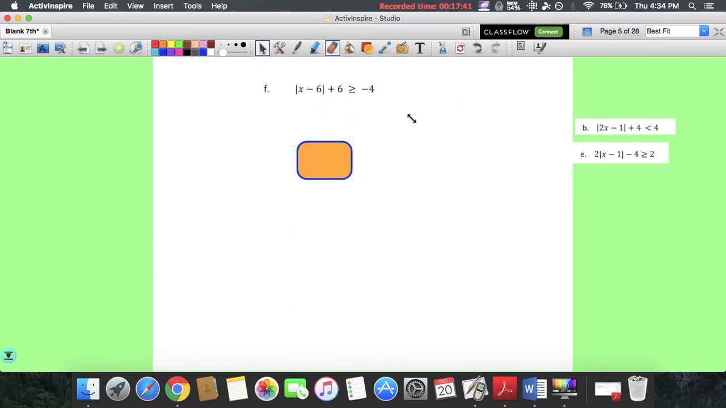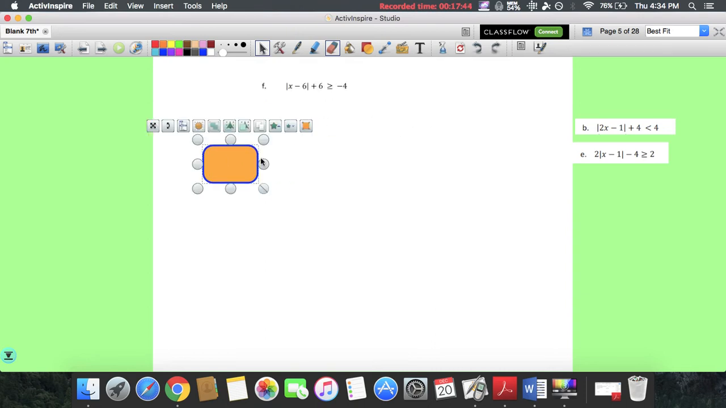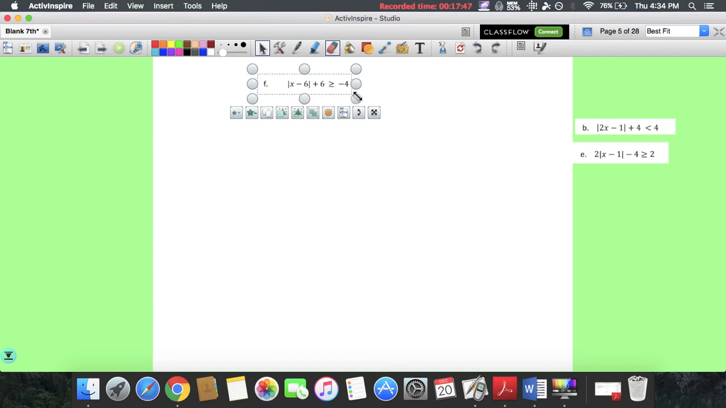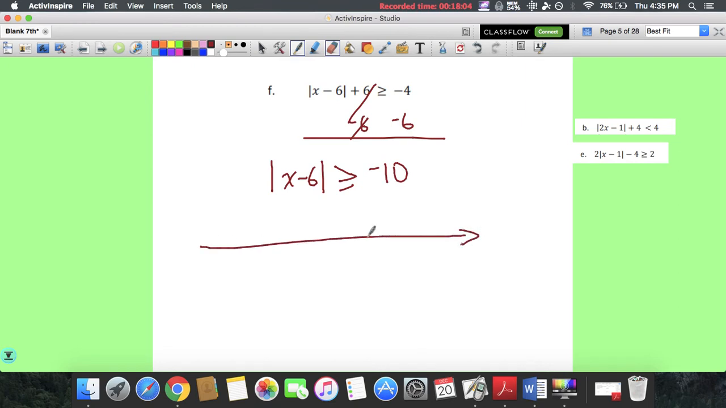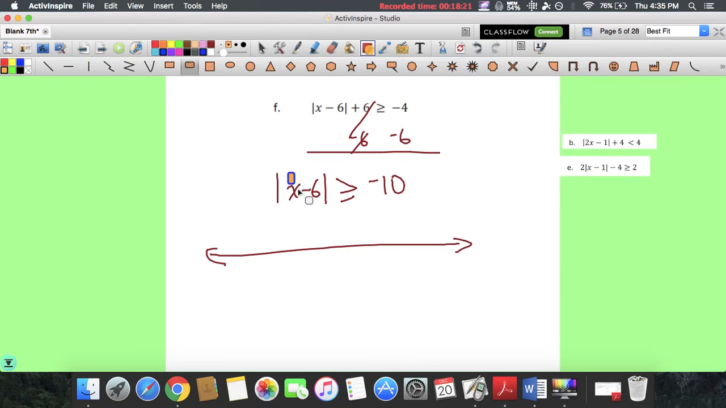So let's see what this provides us. Again, let me just make it a little bigger. The first thing you should do is let's just simplify this. Minus 6, minus 6. Absolute value of x minus 6. This crosses out. Is greater or equal to negative 4 minus 6, which is negative 10. So again, the first thing I want you to do is think about what you're being asked to find. Take the absolute value of something and have it be greater than negative 10. What are all the possible solutions?